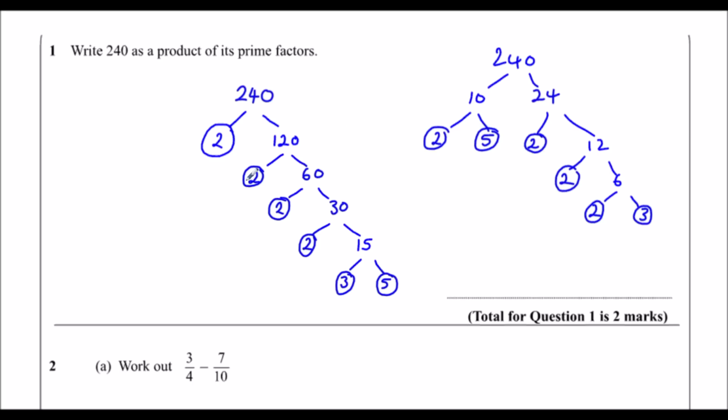We've got 2 times 2 times 2 times 2 times 3 times 5. If we multiplied them all together, we would get 240. So that's our answer.